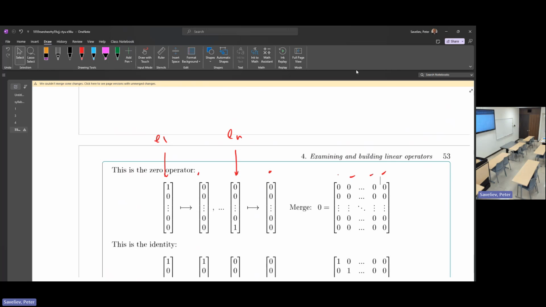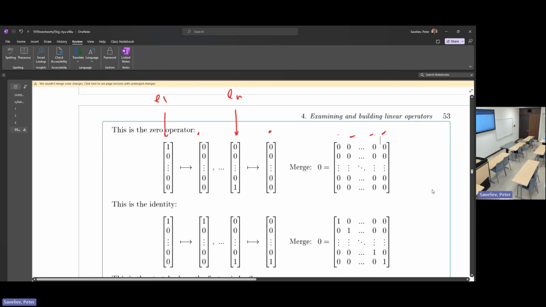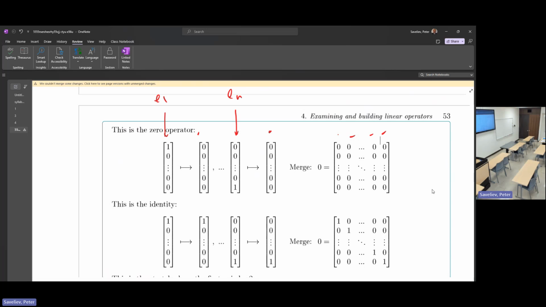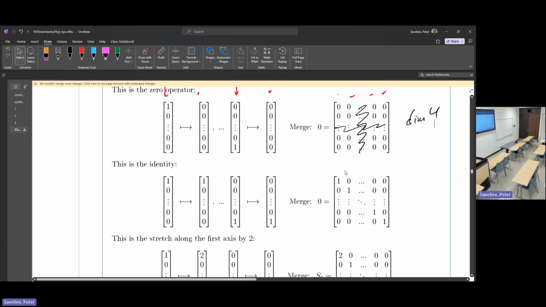Okay, so that's it. Those dots may look a little bit intimidating, but if you just go to dimension 3 you see it's not really that complicated. If you drop the dots, what you're going to get is dimension 4. The point is, of course, that we can study all the dimensions all at once.